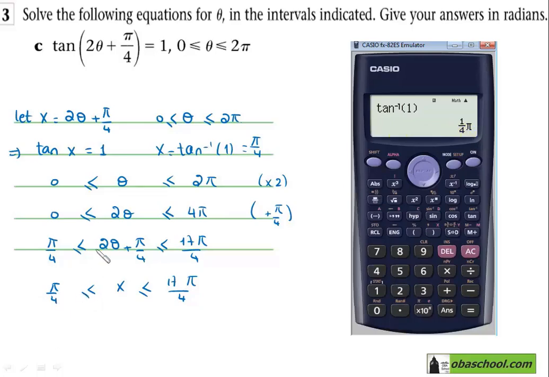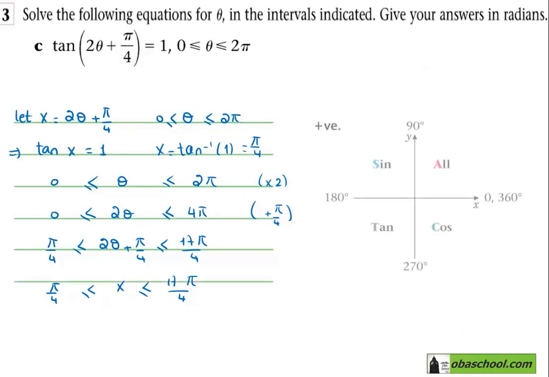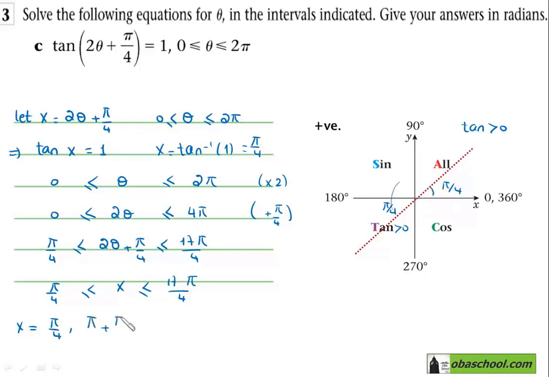Okay, now we are going to move to the quadrant plane. Where is the tan positive? Tan is positive in the first quadrant and in the third quadrant. We will draw the π/4 like this. This angle is π/4 and this angle is π/4. The values for x are the following: x equals π/4. For the second one, π/4 plus π, so that means π plus π/4 is 5π/4. These are our two values.